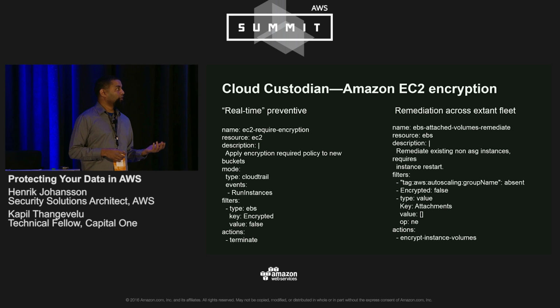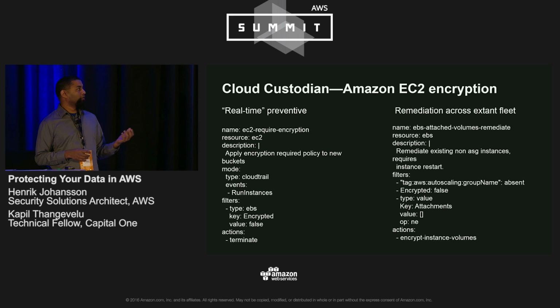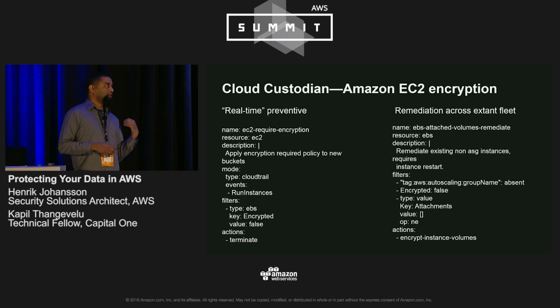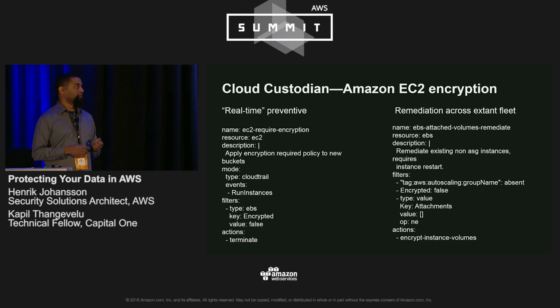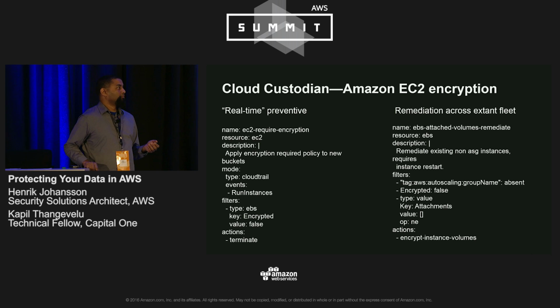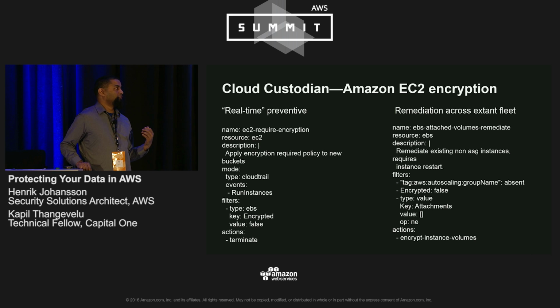So for EC2, on the left-hand side, again, we've got a real-time policy using CloudWatch events. It's subscribed to any time any new instances are being run, so that we verify that they have encrypted volumes. If they don't, then we just terminate them. On the right-hand side, we basically do the same thing against instances that are not in autoscale groups, and we actually have something a little bit more interesting. We're going to remediate against an existing fleet of instances.